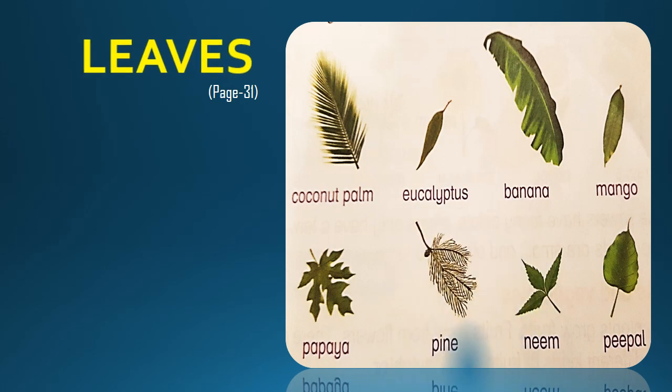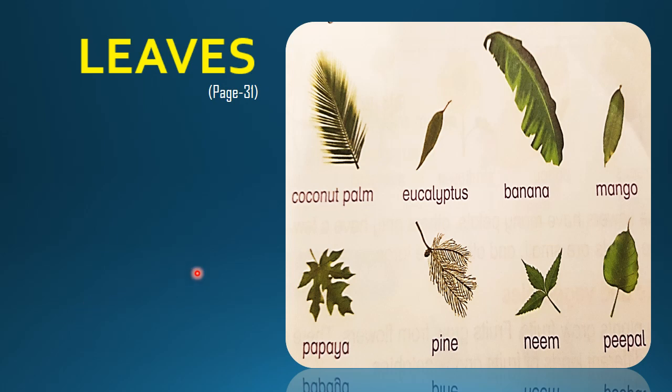Leaves. Dear students, on page number 31 you can see the picture of different leaves of different plants. Look carefully at this picture. You can see that the leaves are of different sizes and shapes. Let's see the leaves of different plants.